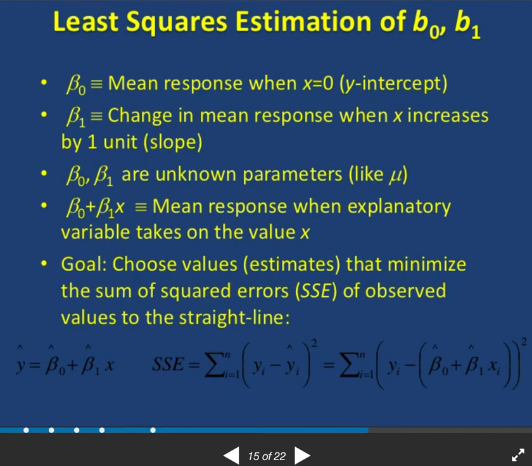So here, this is the least squares estimation of beta 0 and beta 1. Beta 0 is a mean response when x equals 0.